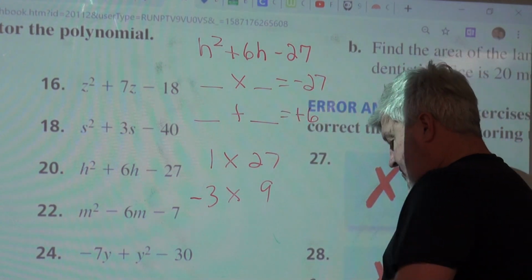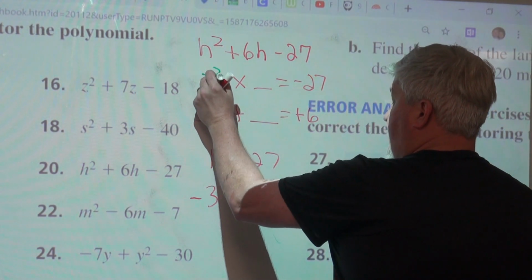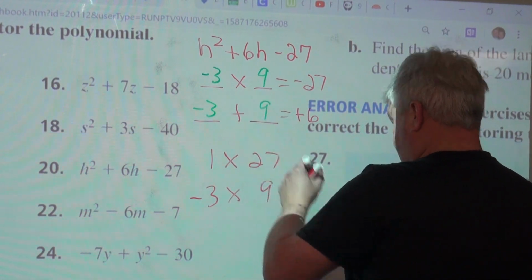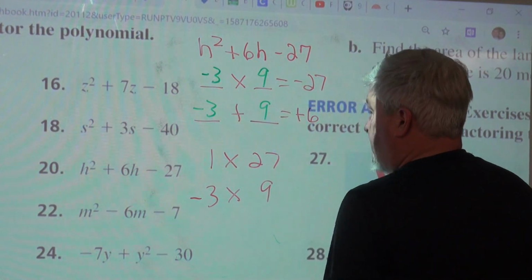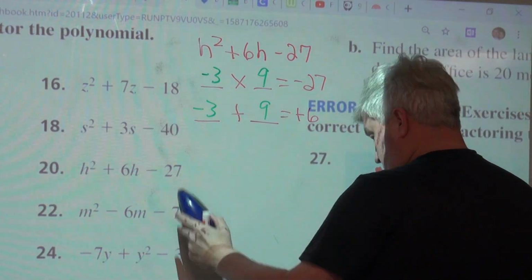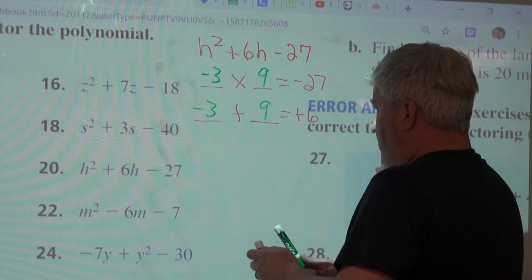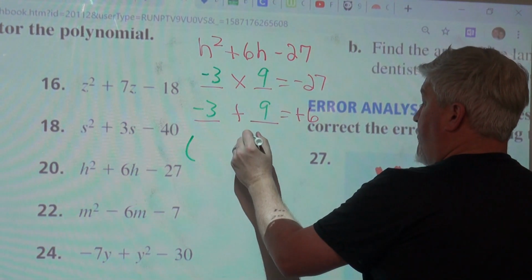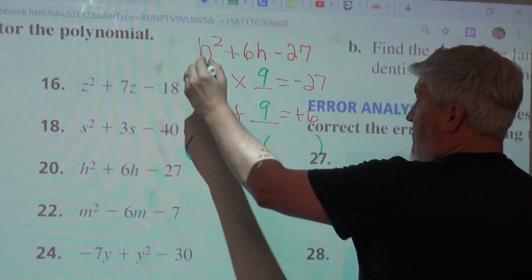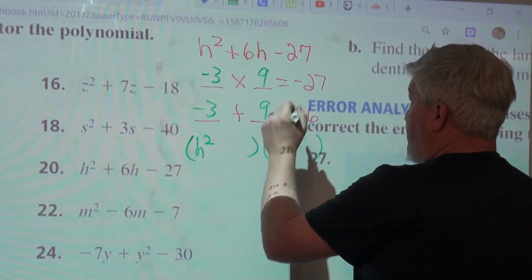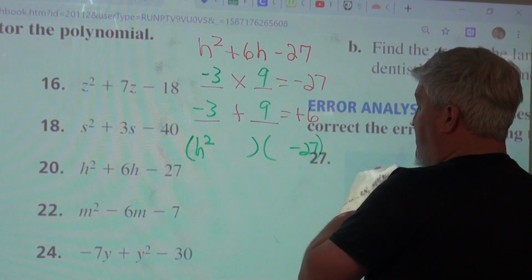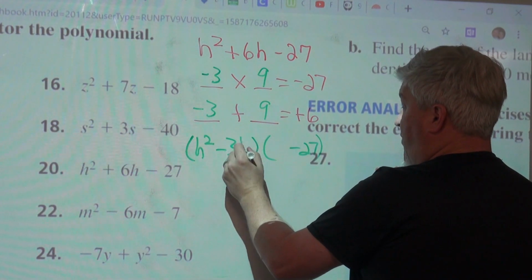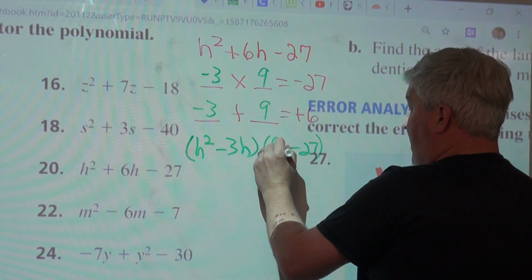Right? So let's write those in. Negative 3 and 9. Let's erase. Okay, so again, following our directions, write our two brackets. First term goes in the first position. Second term with its sign goes in the last position. Bring down the first number with its sign and add the variable. Second number with its sign and add the variable.